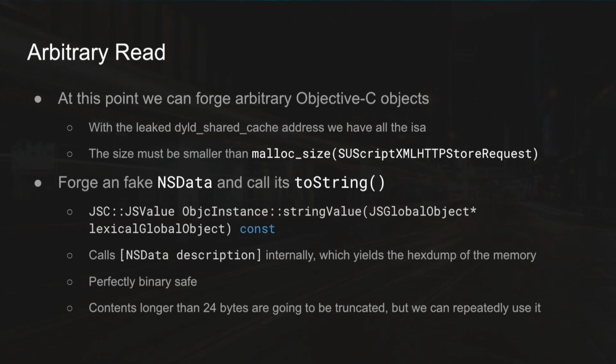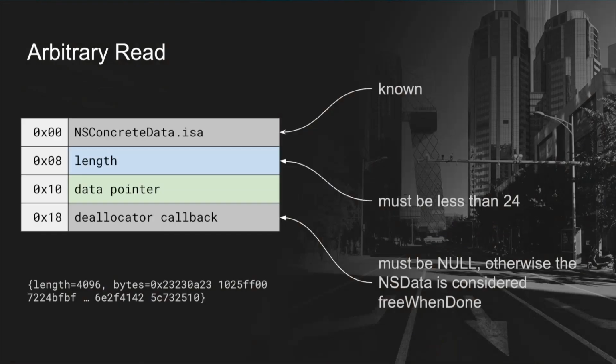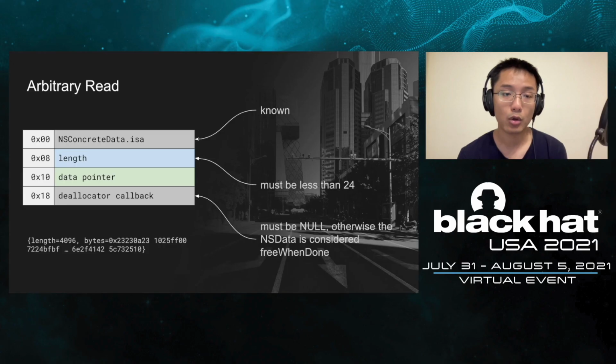The contents must be less than 24 bytes, or otherwise it will be truncated. But I can repeatedly use it to dump the whole memory range. The fake structure looks like this. First, the isa is NSData, and the length, followed by the location. So it's a perfectly arbitrary read with arbitrary length.